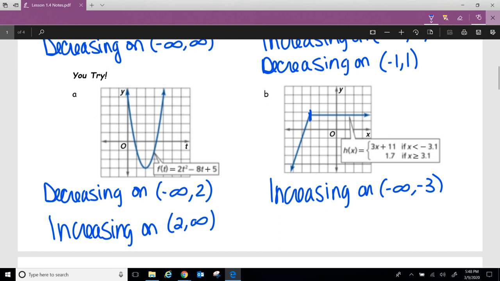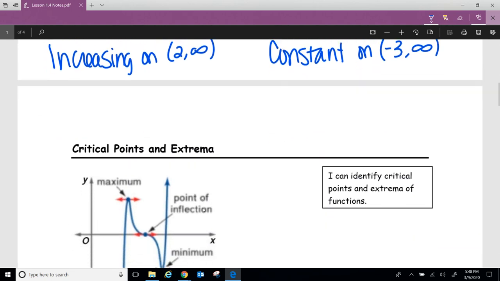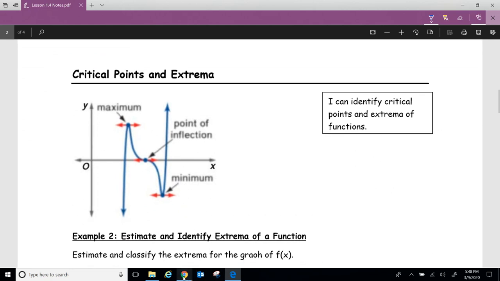And then at 3, it starts to flatline, right? So we're going to be constant on the x interval from negative 3 to infinity. And that's it for example 1. Coming up in example 2, we're going to start talking about critical points and extrema, which are maximums and minimums.